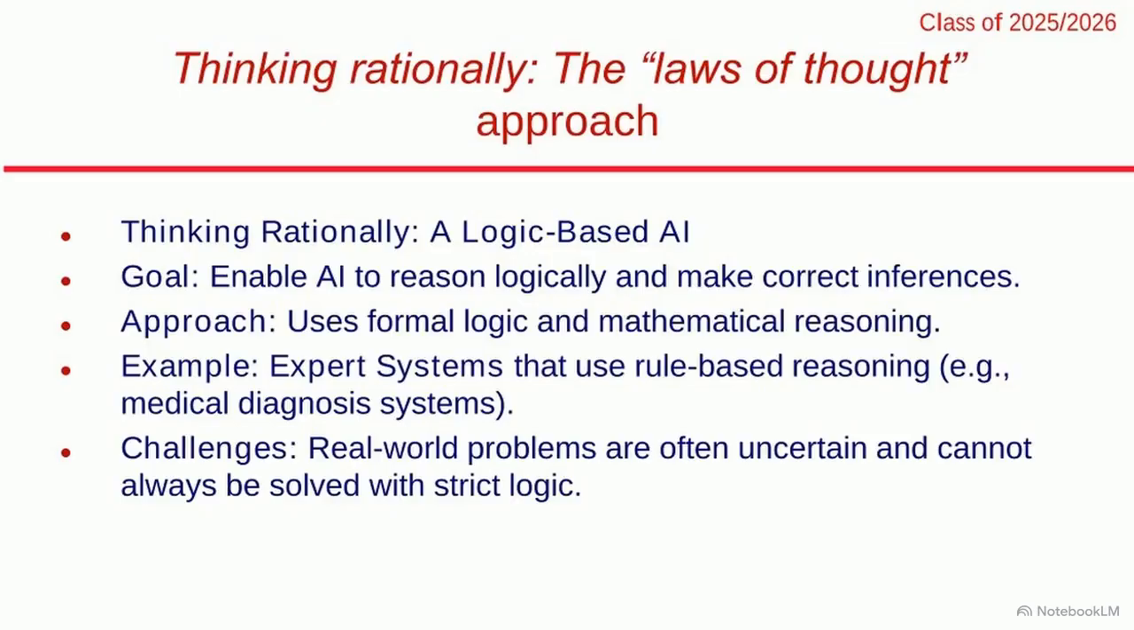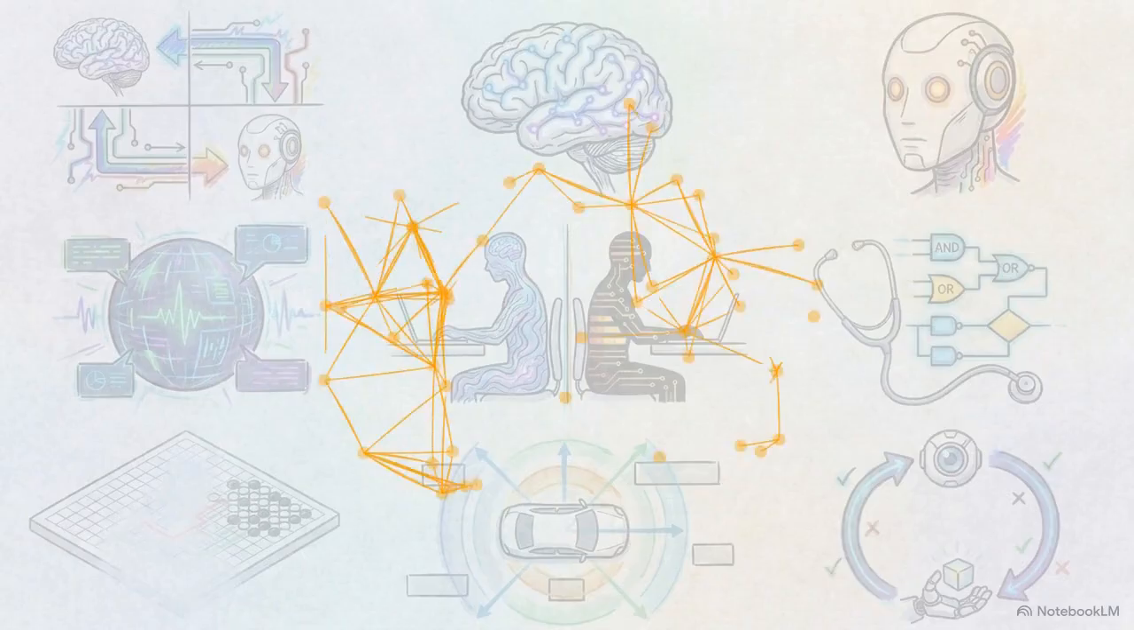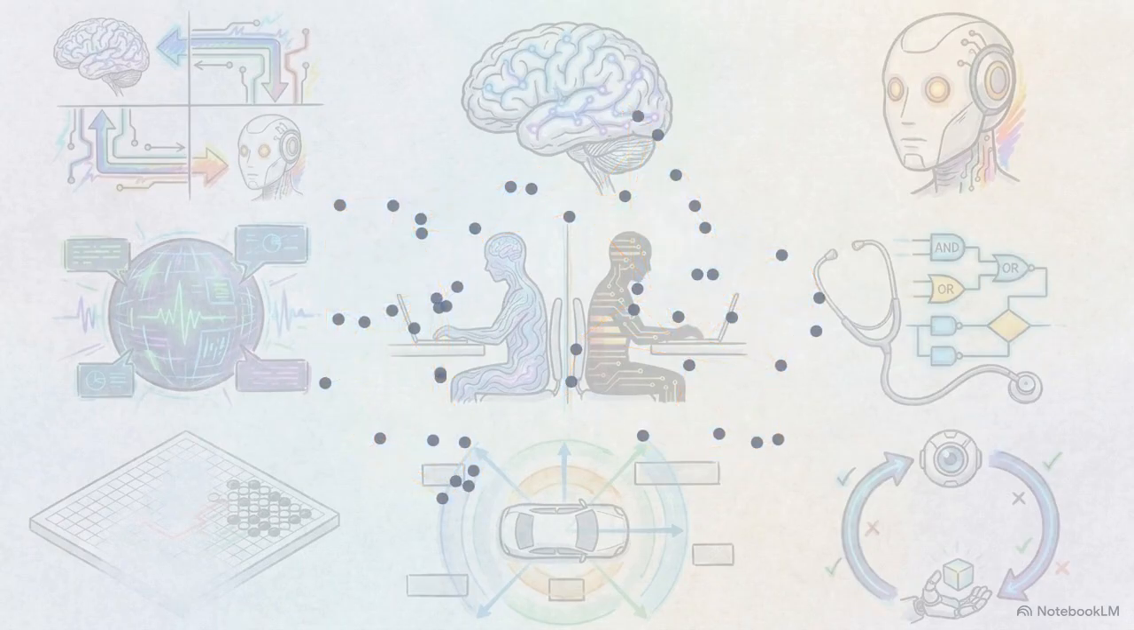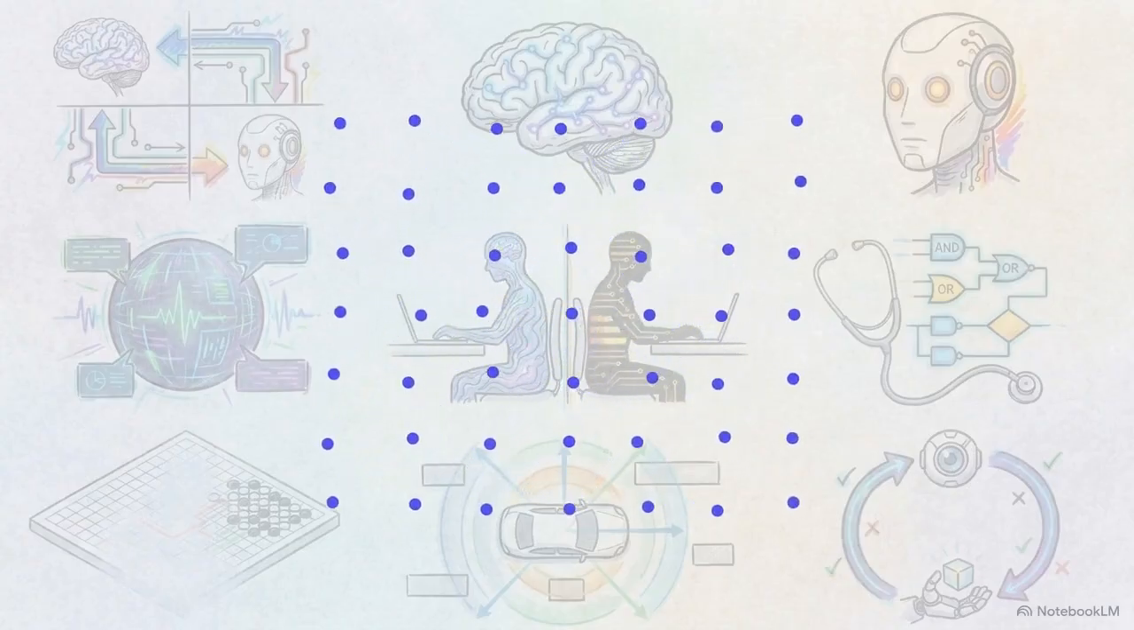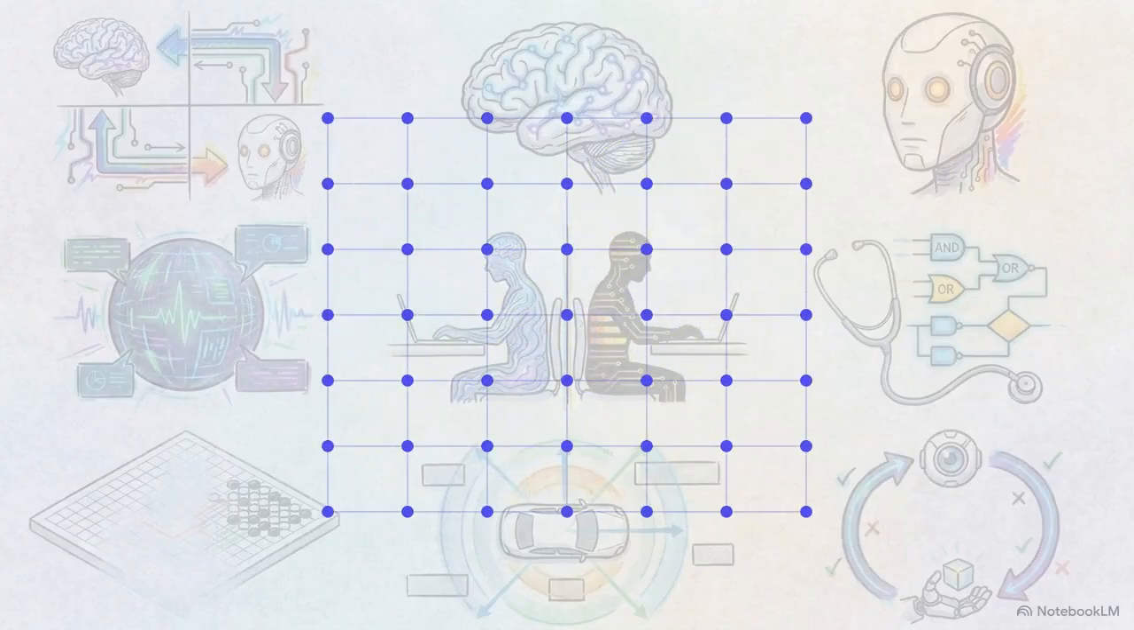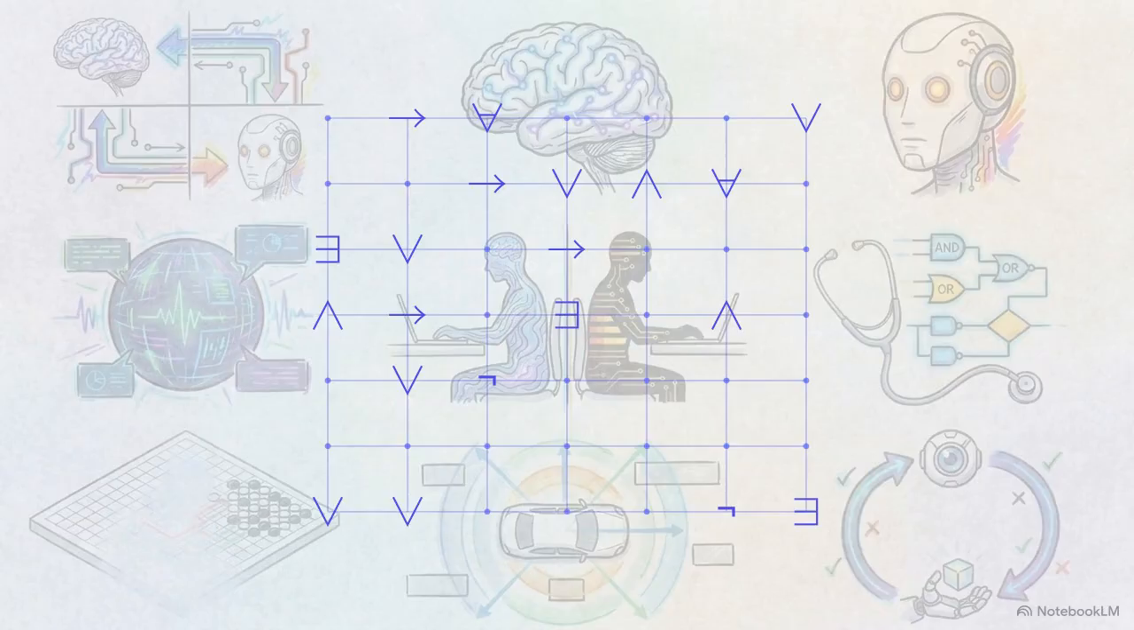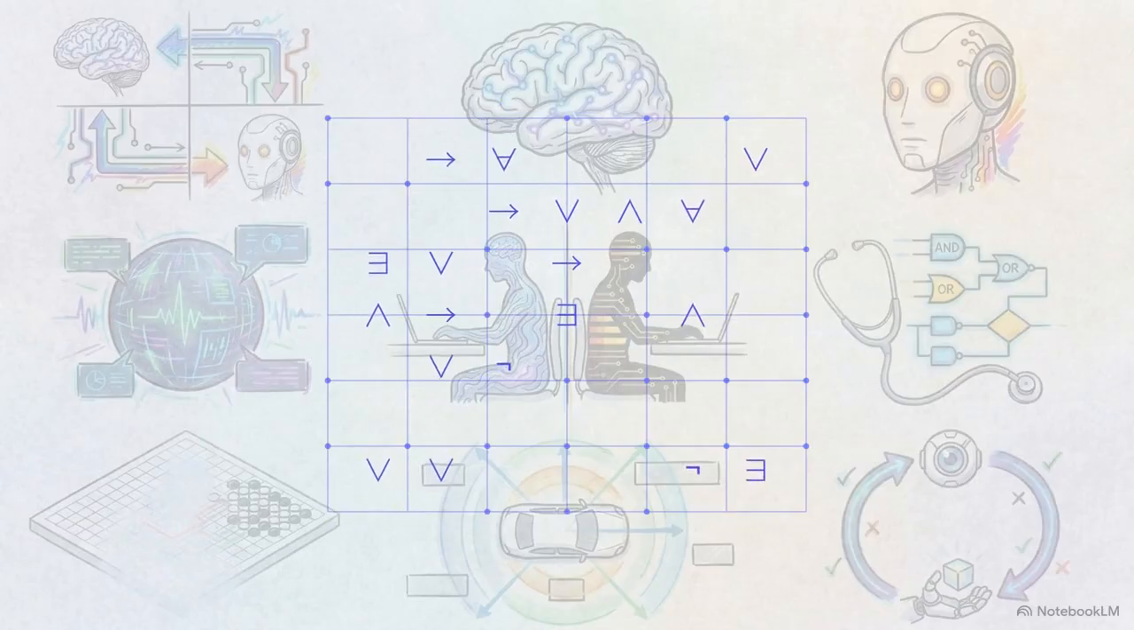That brings us to the right side of the matrix and the thinking rationally quadrant. This is often called the laws of thought approach. This perspective abandons human biology entirely. Instead, the focus is on formal logic and strict mathematical reasoning. The goal is to build a system that guarantees correct inferences.